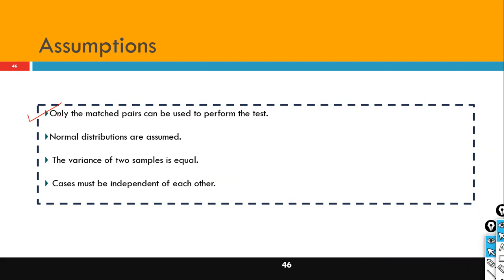In the previous case, the groups should be independent, whereas here the groups should be paired. And normal distributions are assumed. This is common for all types of tests. Variance of the two samples being equal is not always true; you can simply ignore it. Cases must be independent of each other.